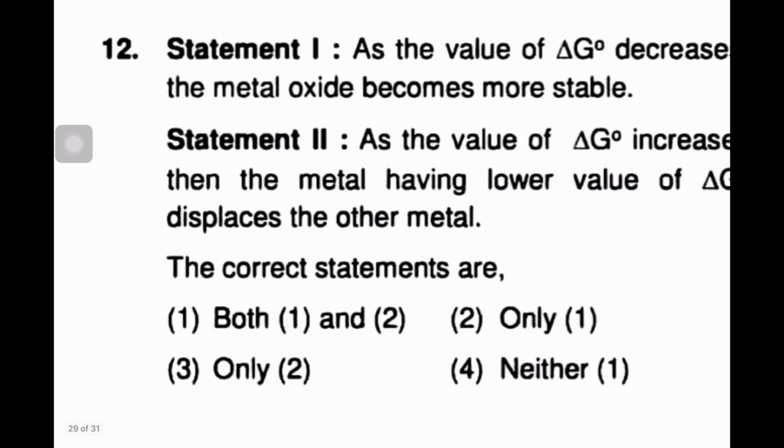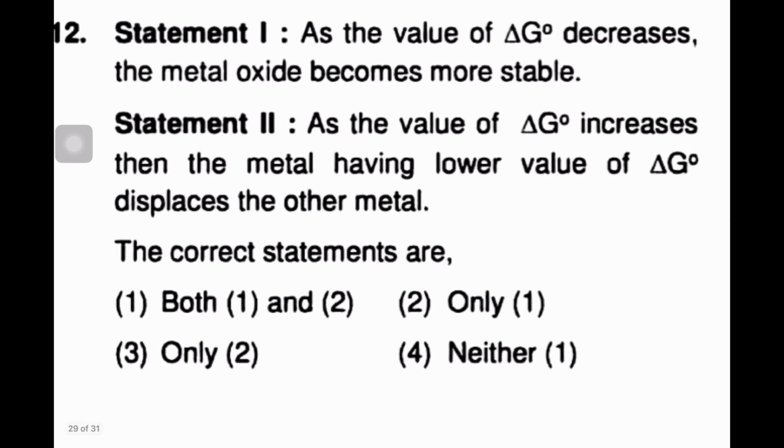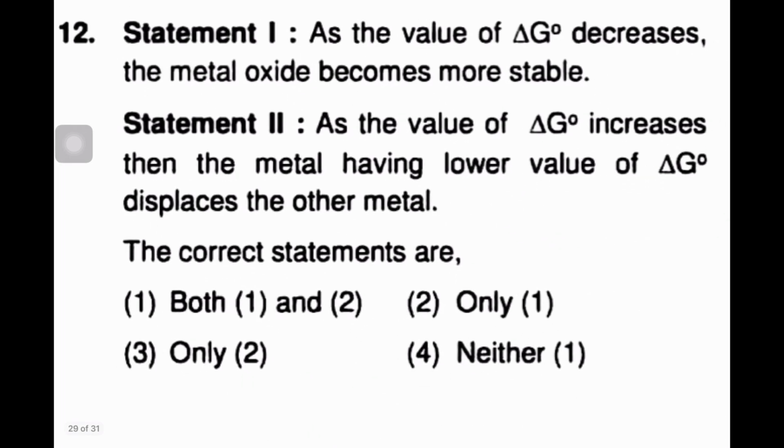Okay. Now let's move to the next one. That's question number 12. Now the statement is, as the value of delta G naught decreases, the metal oxide becomes more stable. That is true. It is directly based on the Ellingham diagram, and the Ellingham diagram is basically delta G naught versus temperature.